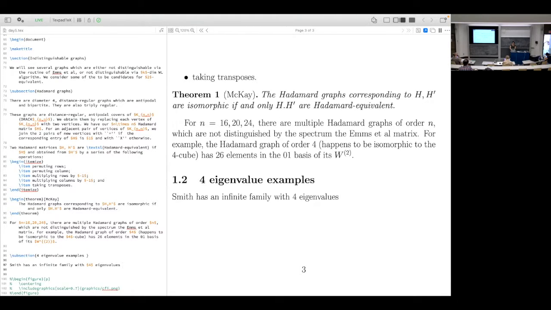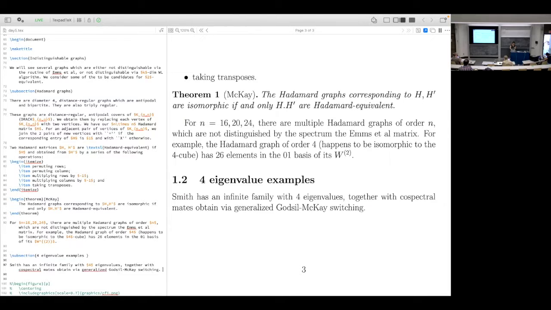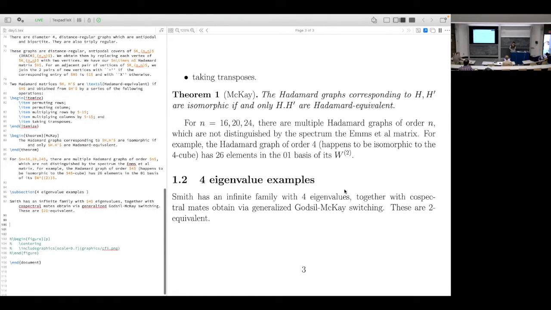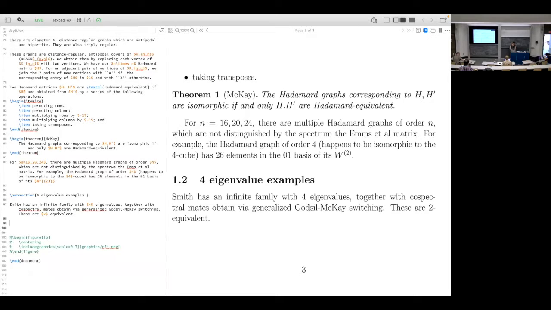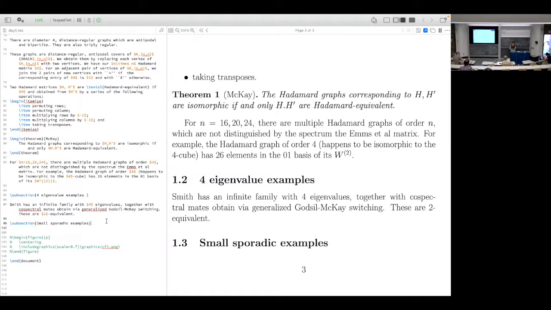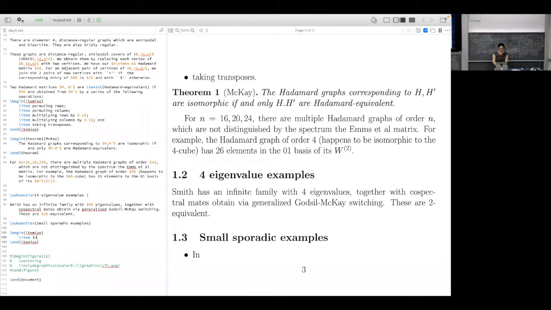There's an infinite family of these graphs, and he can find cospectral mates with respect to the adjacency matrix, obtained via generalized Godsil-McKay switching. He can prove these are 2-equivalent. It comes from some sort of geometric construction, but they are not strongly regular because there are 4 eigenvalues and not 3. Of the other graphs, there are many small sporadic examples.